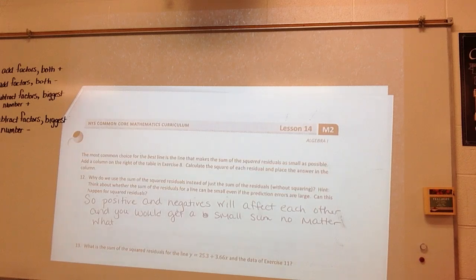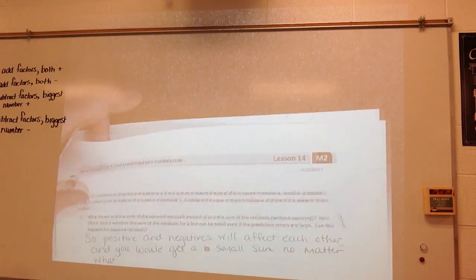What is the sum of the squared residuals for the line y is equal to 25 3/10 plus 3 66/100 x and the data in exercise 11?